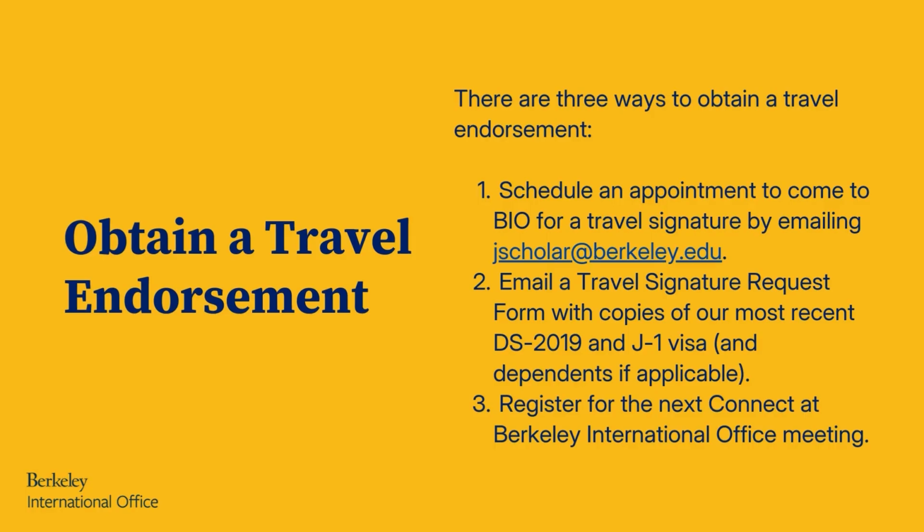The second way is to email our travel signature request form with copies of your most recent DS 2019 and J1 visa to jscholar@berkeley.edu. If you are requesting travel signatures for your dependents, please be sure to include copies of the J2 DS 2019 and J2 visa as well. The updated DS 2019 with a travel signature will be processed and emailed to you within 5 business days. Last but not least, the third way is to attend a Connect at Berkeley International Office with fellow J1 scholars where you can obtain a travel signature in person.